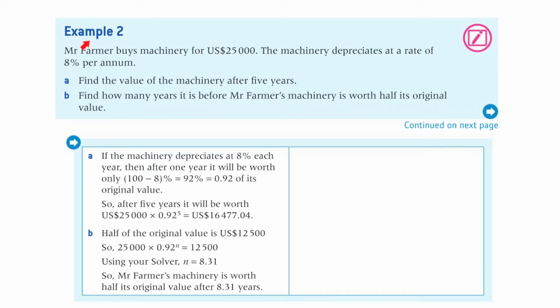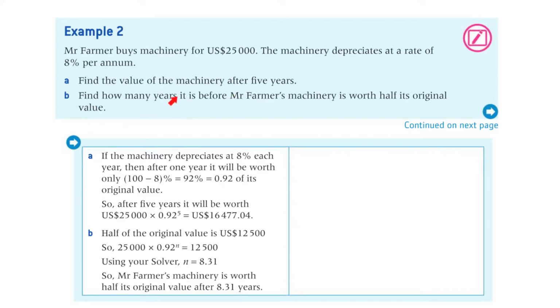Let's have a look at example 2. Mr. Farmer buys machinery for $25,000. The machinery depreciates at a rate of 8% per annum. A, find the value of the machinery after 5 years. B, find how many years it is before Mr. Farmer's machinery is worth half its original value.